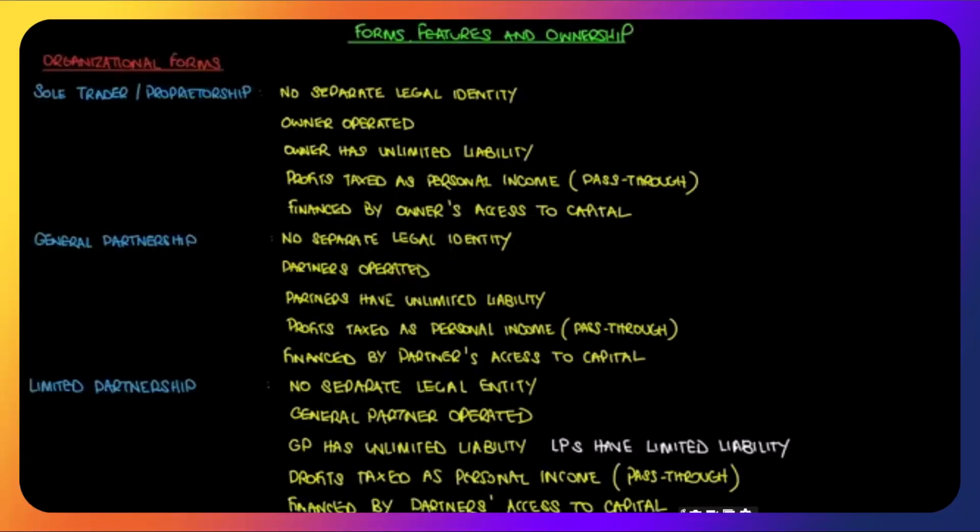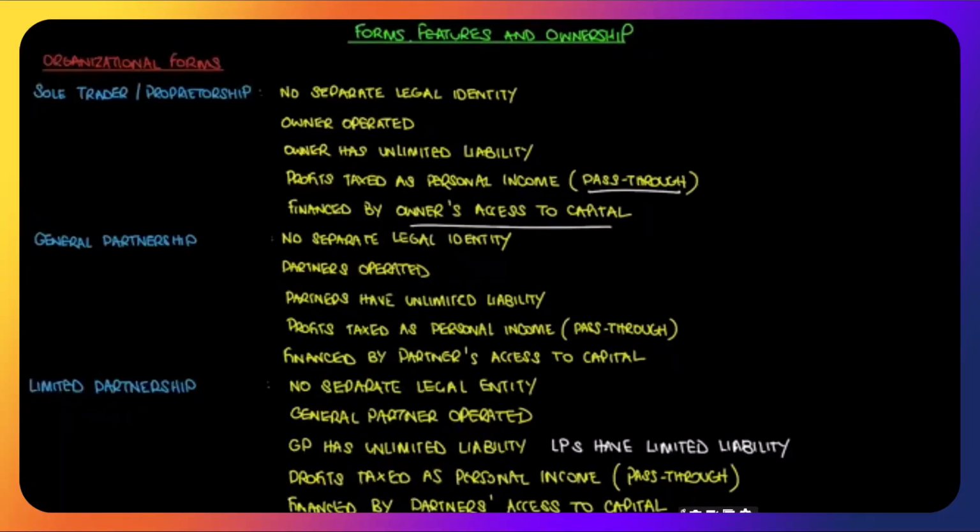We'll start off with the simplest, a sole trader, sometimes known as a proprietorship. Features of a sole trader: no separate legal identity, so the owner is the business. It is owner operated, so the owner is the manager, and the owner has unlimited liability. Profits are taxed as personal income. It's known as a pass-through business. There is no separate entity and no separate corporate tax. You as an individual own, are the business, run the business, get taxed, and provide the finance, which obviously is limited to your access to capital.